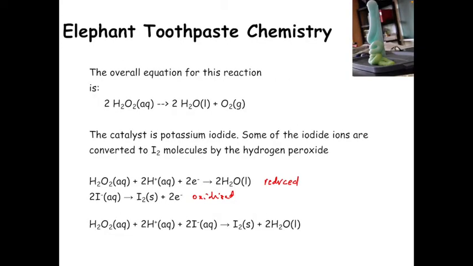And because of the fact that that's happening at a very high rate, and the catalyst is constantly being produced, then because you might put a small bit of catalyst in, a small bit of potassium iodide, you get lots and lots of foam being produced.